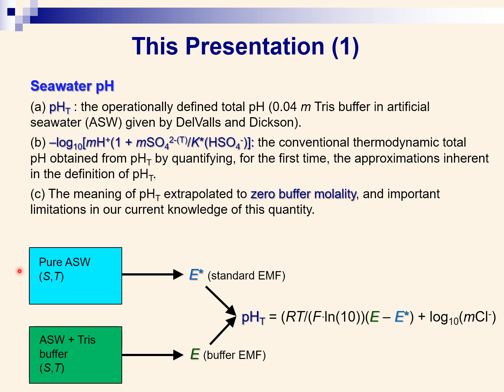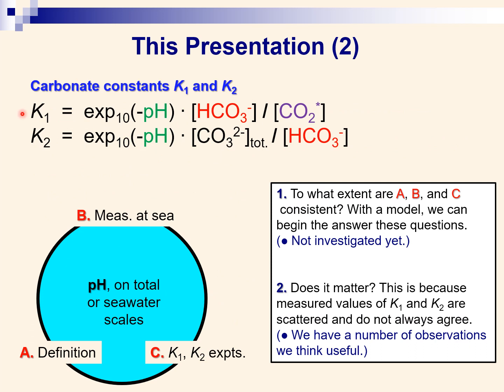knowledge. Now, the reason for the difference between A and B above is that the buffer pH is calculated from two quantities, E star and E, both of them EMFs, from two solutions, 1 and 2 here, that differ slightly in composition, one with buffer and one without. Second, there are the carbonate constants K1 and K2 in seawater, expressions given here, which we would like to know and to be able to calculate at different salinities and temperatures.